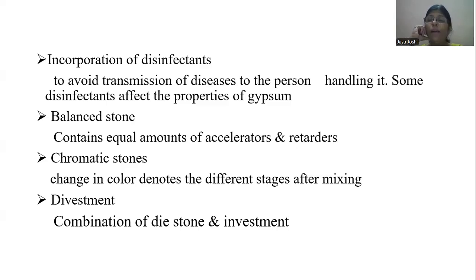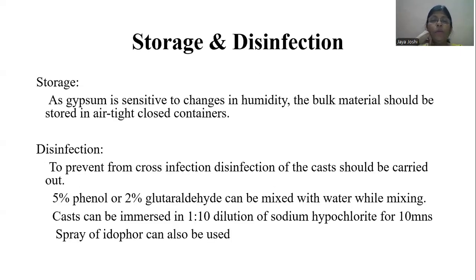Now, next is the chromatic stone. The chromatic stone is a color changing stone. That is, it changes its color as the pH changes. So it will give you the idea when the mixing is over and when it has to be used, and after setting also the color changes. Then divestment, a combination of die stone and investment, is many a time used during your casting procedures. So these are the different modified forms of gypsum product.